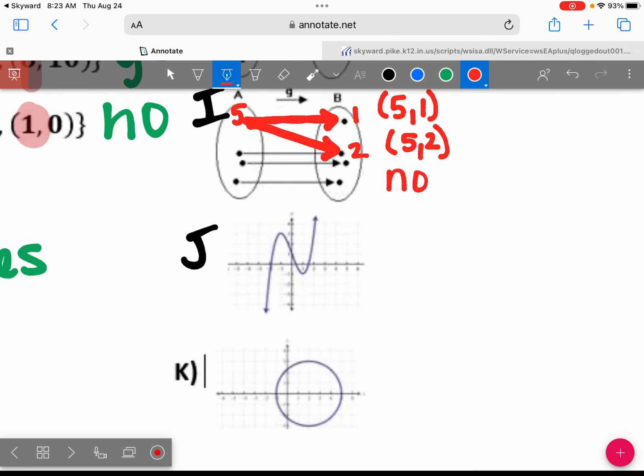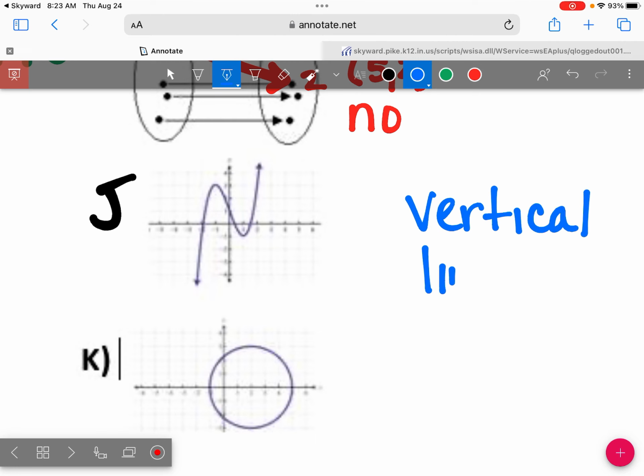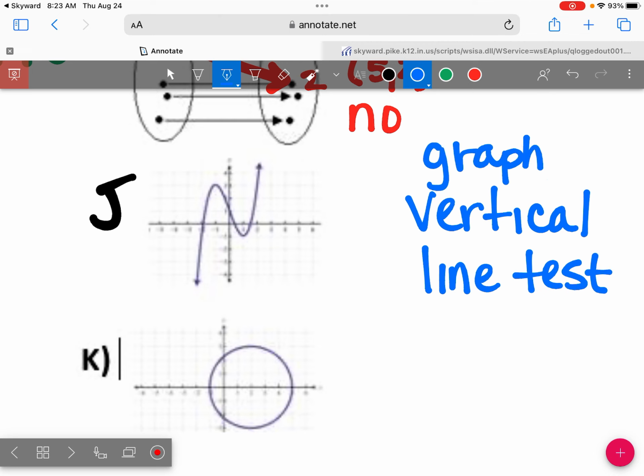So now the last two graphs, we're going to do a vertical line test. Do you remember that from Algebra 1? Vertical line test, when you're looking at a graph. When I draw this vertical line, do you notice how that blue vertical line crosses through that graph one time? That means that it passed the vertical line test. So this is a function. This is a yes.